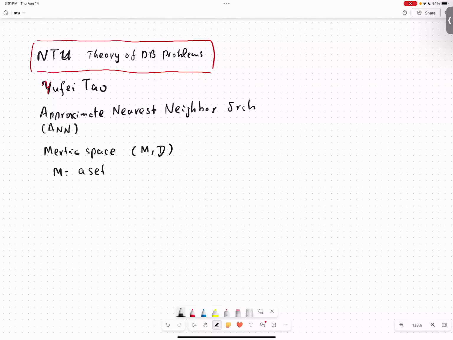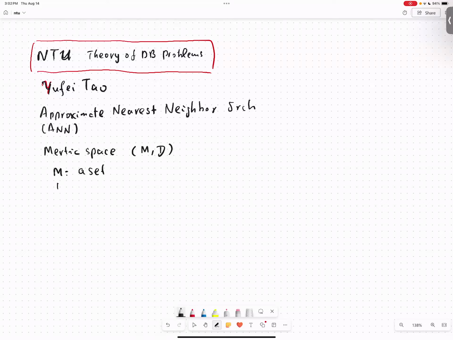M is basically the domain. M could be three-dimensional, four-dimensional, et cetera. However, it doesn't have to be Euclidean. That's the beauty of this metric space. For example, M could be the set of all possible text strings, or the set of all possible images. As you will see, we'll be looking at something mathematically beautiful that is able to tackle ANN search over all those domains. This is something we will do in the first topic.